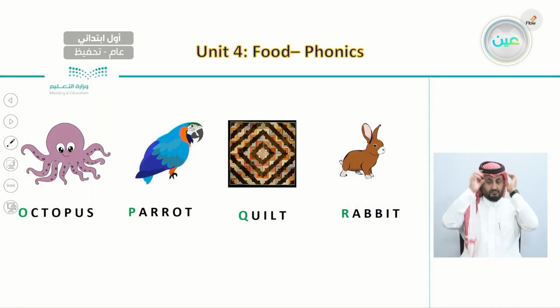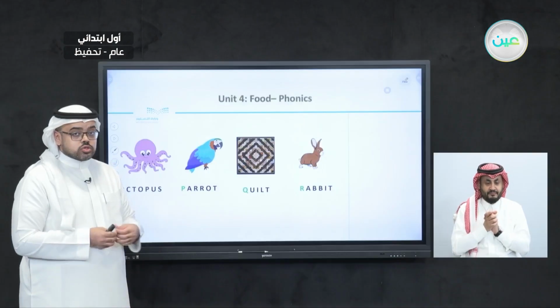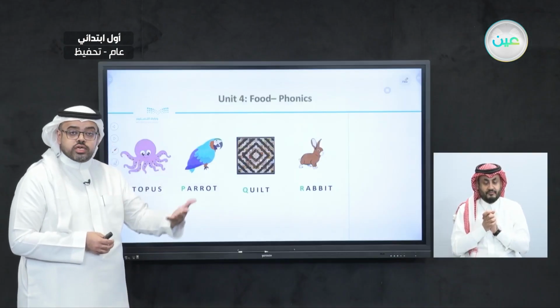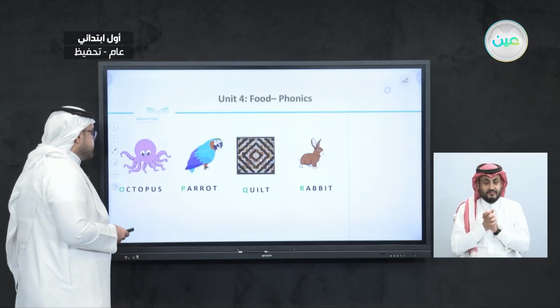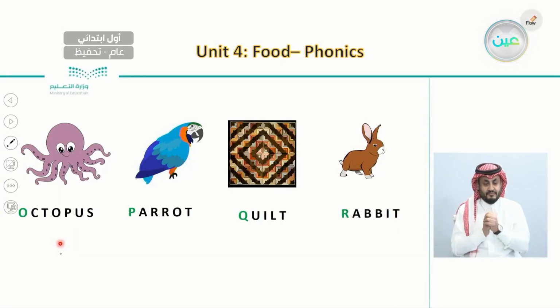So, let's say these words again. You're going to listen, and I would like you to say it after me. So the first word is octopus. Octopus. Octopus starts with letter O. The second one is parrot. Parrot. Parrot starts with letter P.